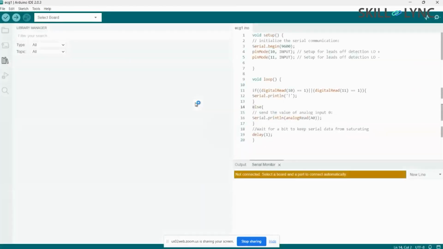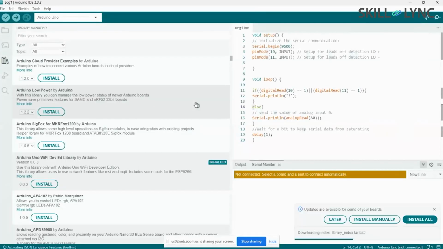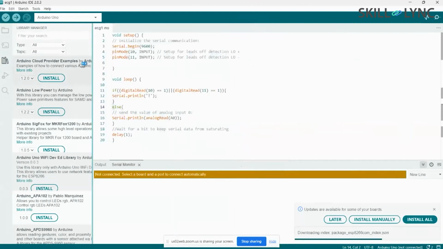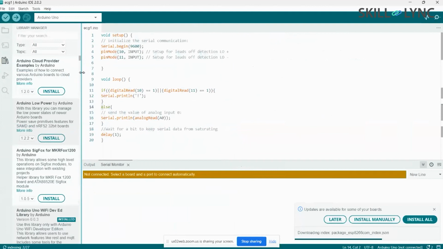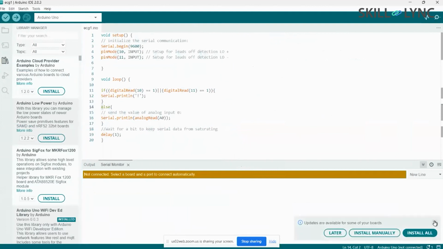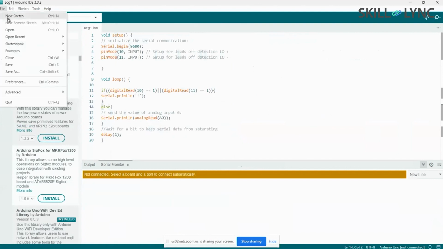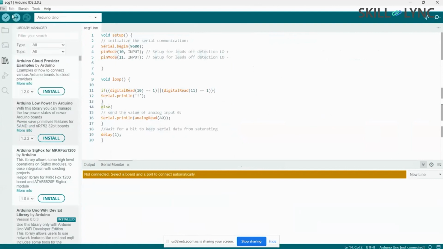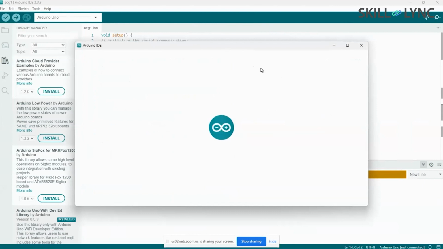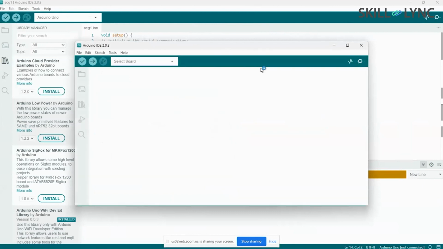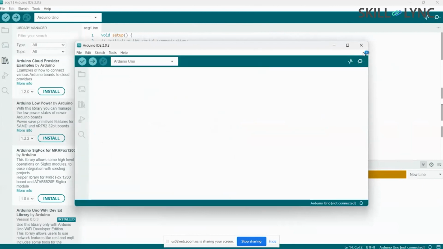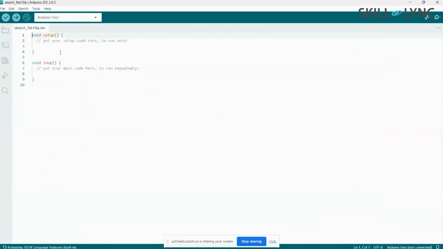Okay, so yes, it is available. Okay, got it. So for example, new sketch. You have this window on your screen, correct? So if you could see, this is how it will open up when you start.